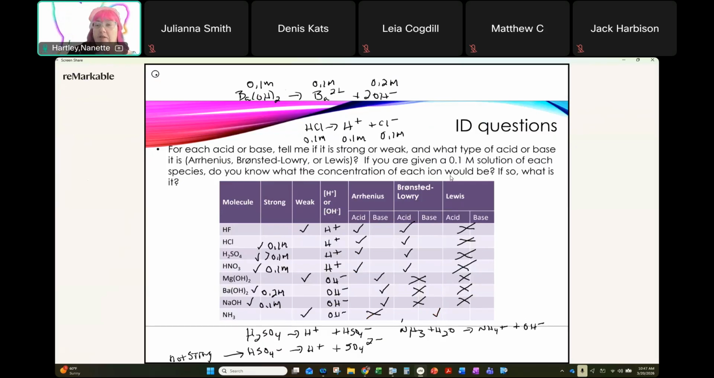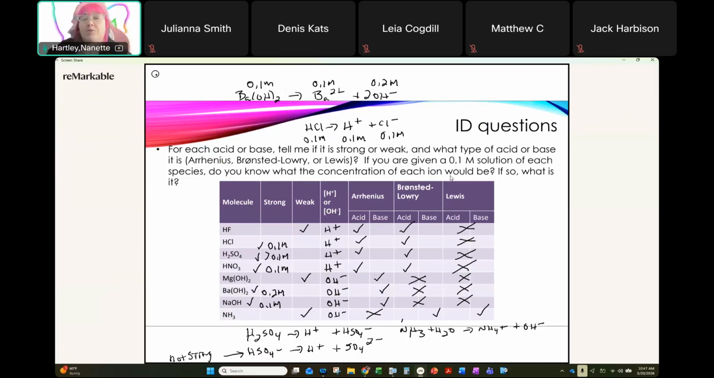It also fits the definition of a Lewis base, because the reason it's doing what it's doing is its lone pair. Because it's donating that lone pair to the water and pulling that proton off, it's acting as a Lewis base. So it acts as both a Bronsted-Lowry and a Lewis base.